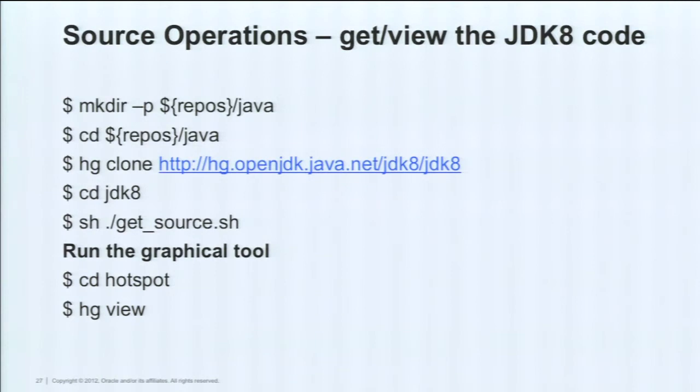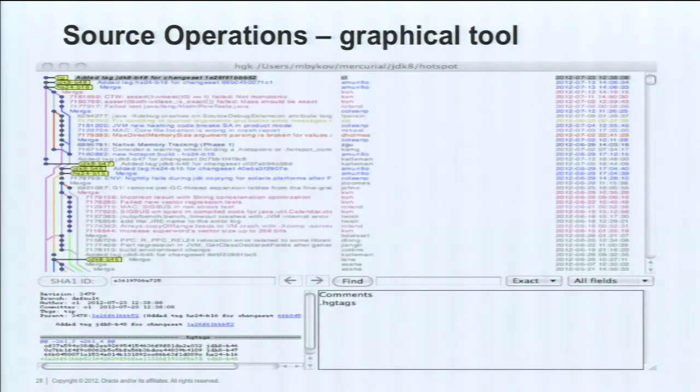And then if you would like to run the graphical tool, you need just to change directory to the repository you want to work with and run the hgview command. The hgview command will show you the graphical tool. And what is the graphical tool? How does it look? This slide shows the graphical tool.